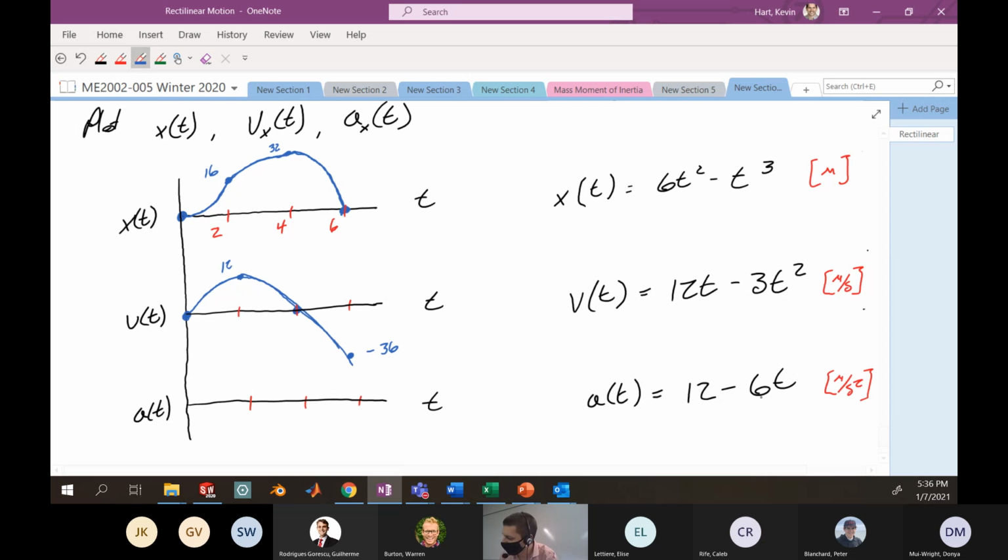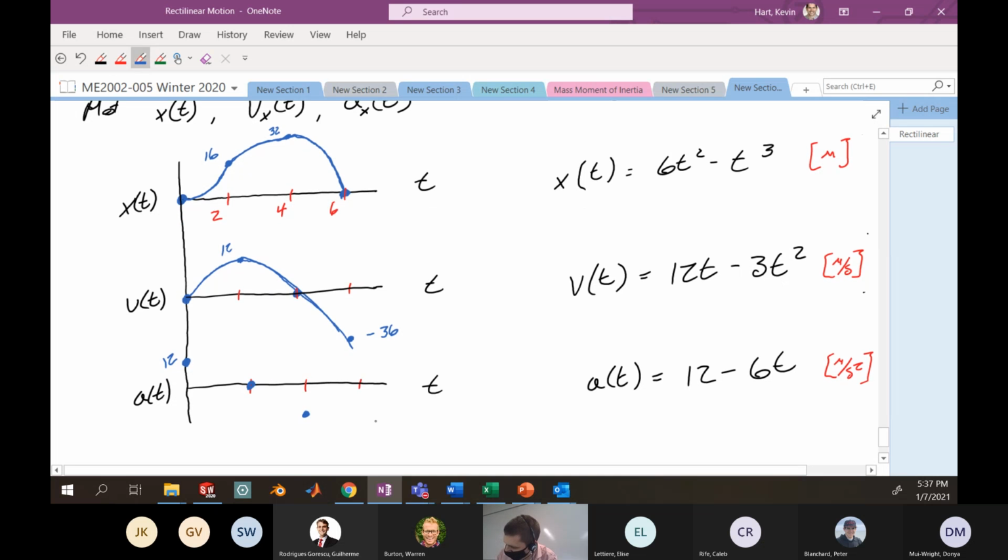Lastly, our acceleration. When time is 0, we have an acceleration of 12 meters per second squared. At t is 2 seconds, we have 12 minus 6 times 2, which is 12 minus 12, which is 0. At 4 seconds, we have 12 minus 24, which is negative 24. And at 6 seconds, negative 24. Okay, so this guy is just a linear function.